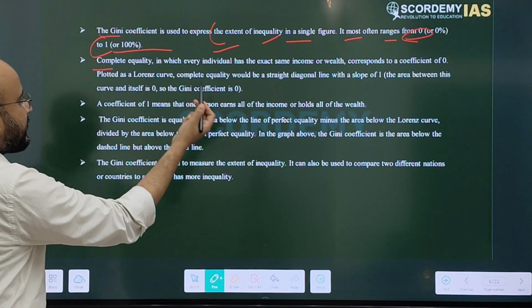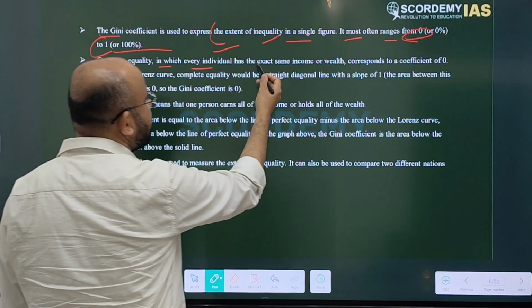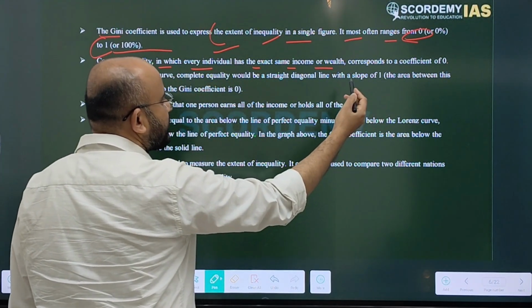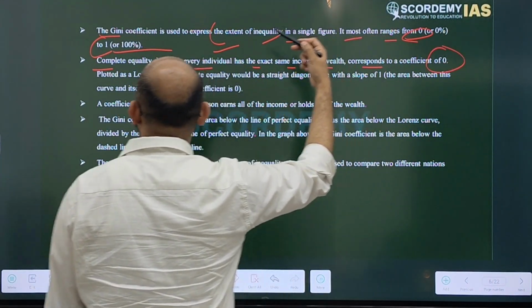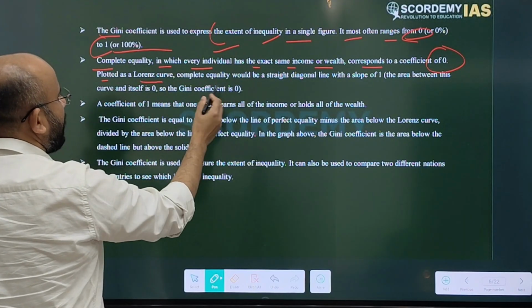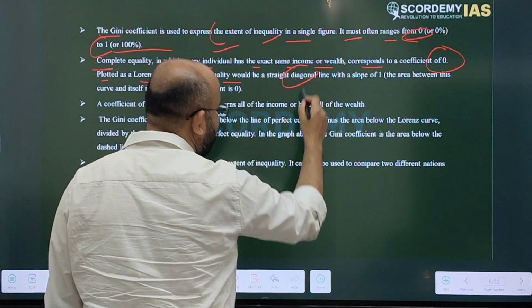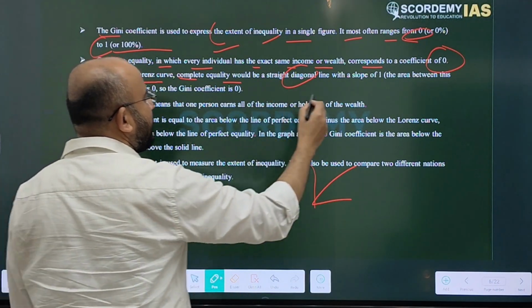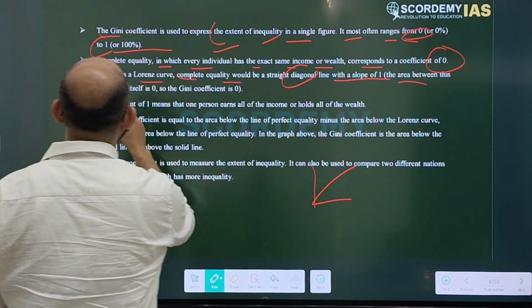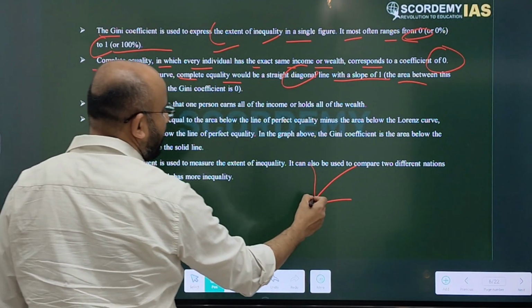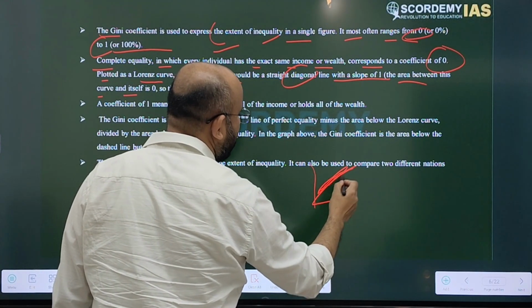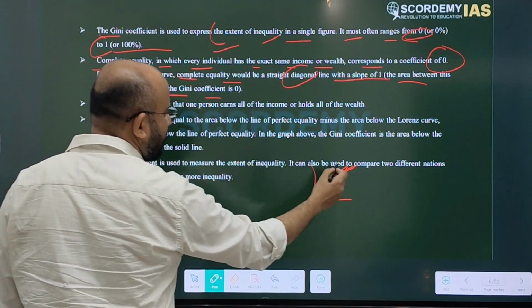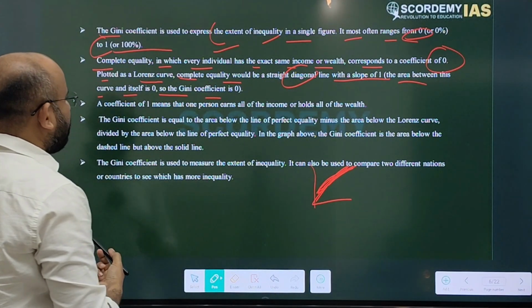So complete equality কি বুঝাই আছে, in which every individual has the exact same income or wealth corresponds to a coefficient of 0, ঠিক আছে, plotted as a Lorentz curve. Complete equality would be a straight diagonal line, perfect equality with a slope of 1. The area between this curve and itself is 0, because equality hoy ase, ঠিক আছে. So the Gini coefficient 0 hoy ase, ঠিক আছে.